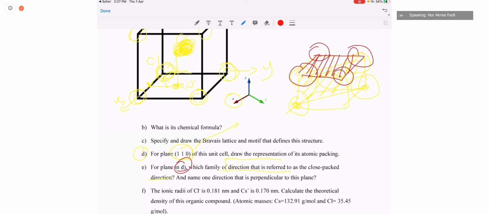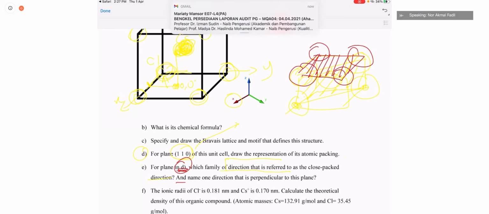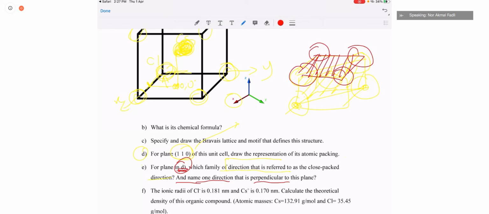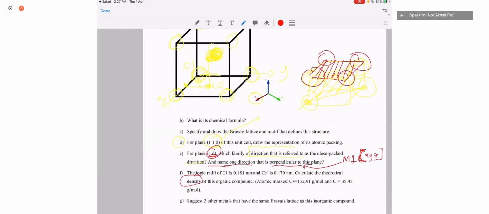So at plane D you need to write the name of one direction that is perpendicular to this plane. So you need to think what is the Miller index for the direction. You should find this x, y, z for this plane. And then solve the density, and try it first. I give you this exercise, try to answer this.